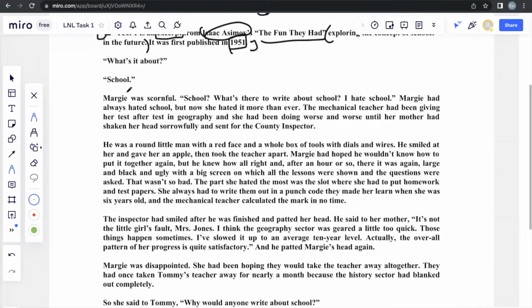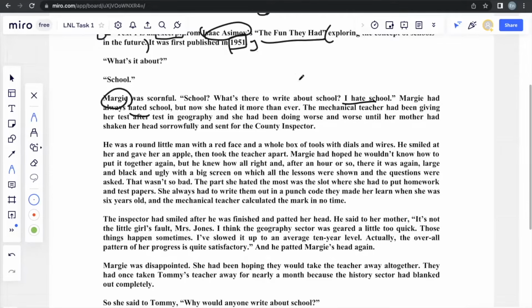Just from this paragraph, we get a main idea. Margie is the main character. She's a person who hates school, which you can see all over. "I hate school. Margie had always hated school, but now she hated it more than ever." And also just from the way that Margie is talking, we get the idea that she's sort of a kid. She's a young kid going to school. She's not that old, because the way she expresses her thoughts is simply, "I hate school," and that's the end of it.